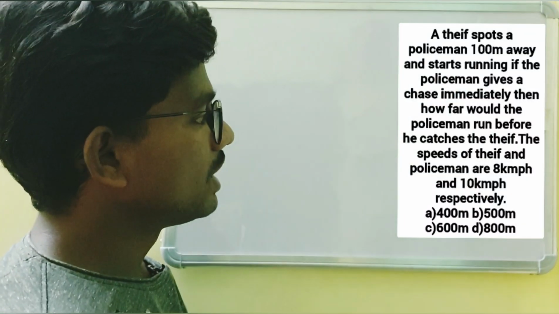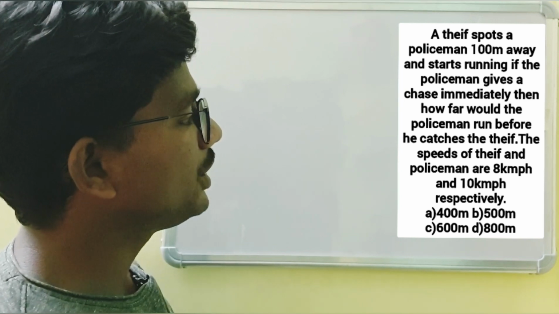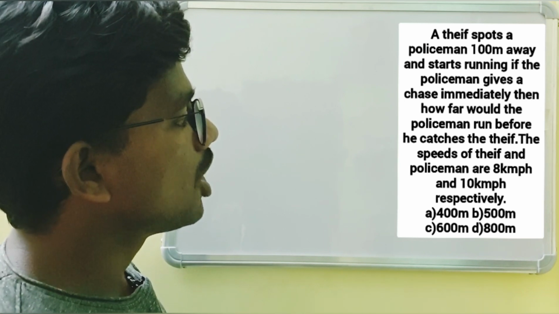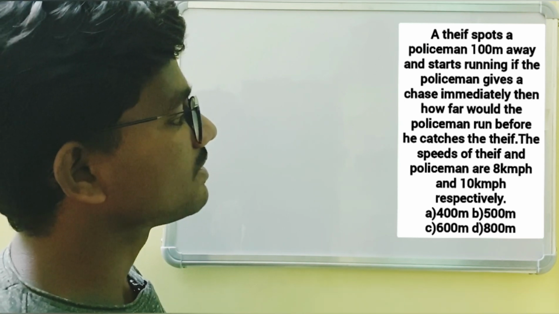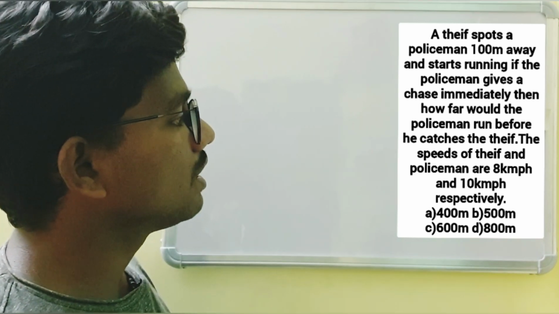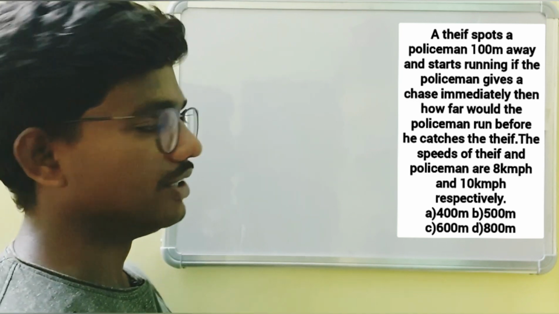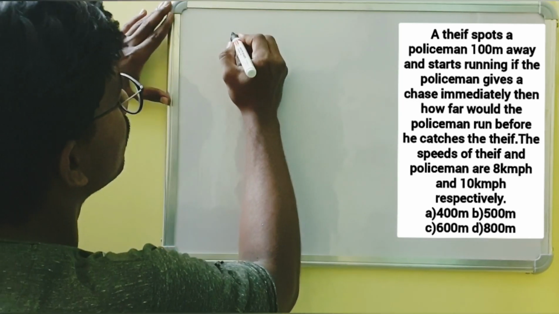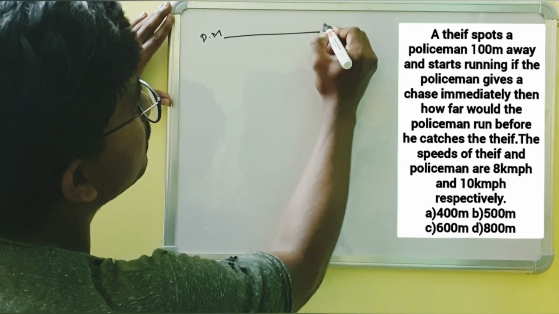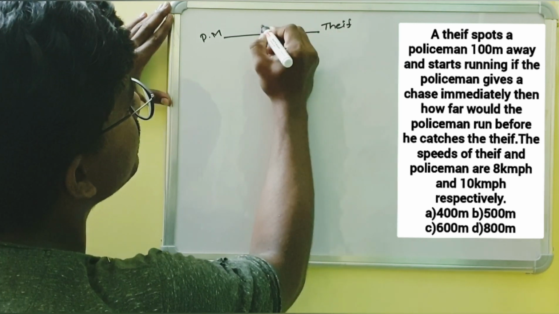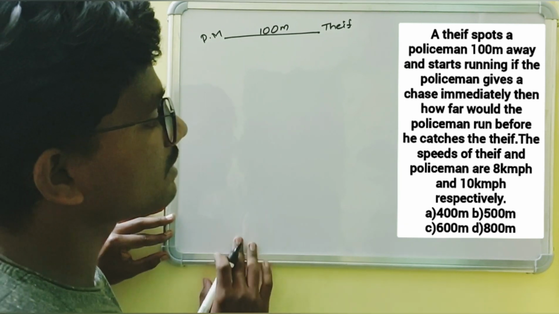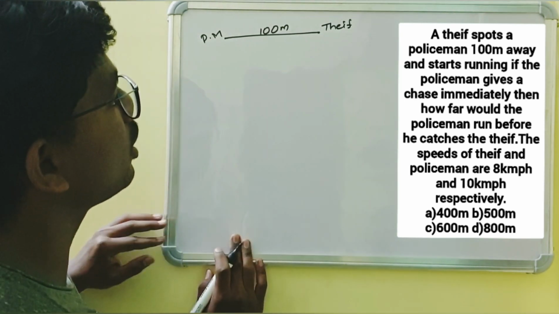First question is: a thief spots a policeman 100 meters away and starts running. If the policeman gives chase immediately, then how far would the policeman run before he catches the thief? The speeds of the thief and policeman are 8 kilometers per hour and 10 kilometers per hour respectively. See, in the question it is given that a policeman is following a thief who is at a distance of 100 meters and the speeds of these two persons are given as 8 kilometers per hour and 10 kilometers per hour.